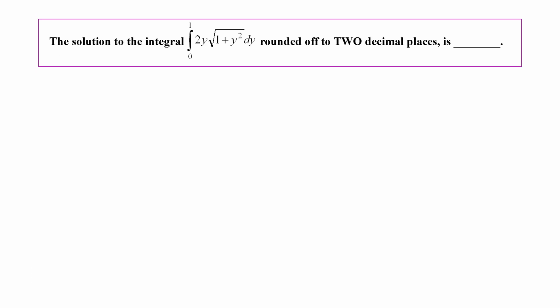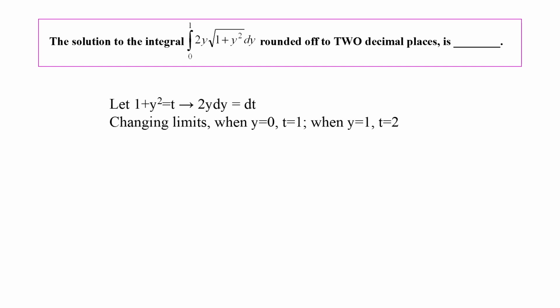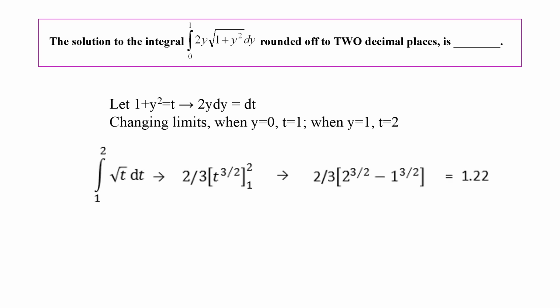The next question is: the solution to this given integral rounded off to 2 decimal places is. Now to simplify, we will put 1 plus y square is equal to t. On differentiation, you'll find 2y dy is equal to dt. Because we have changed the variable, we will have to change the limits also. Putting y equals 0, t will be 1, and when y is equal to 1, t will be 2. So now the integral becomes root t dt from the limit 1 to 2.